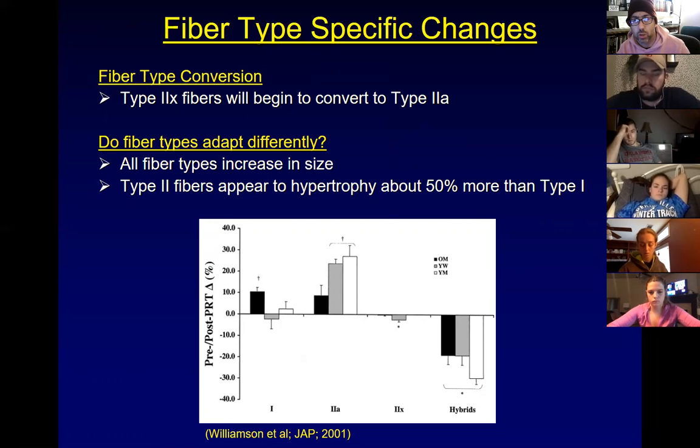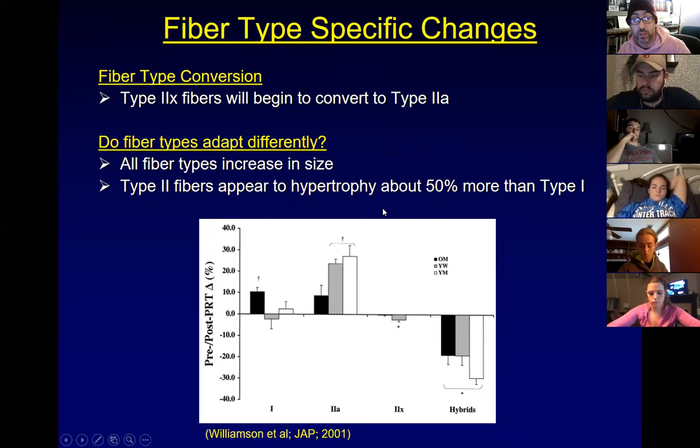I think we also talked way back about the idea that there are these hybrid fibers that exist in a continuum between the 2A and 2X fibers, and that what we do know is that when you do resistance training, one of the other things that happens is those hybrid fibers all tend to disappear, and they also are going to tend to get turned into 2As.